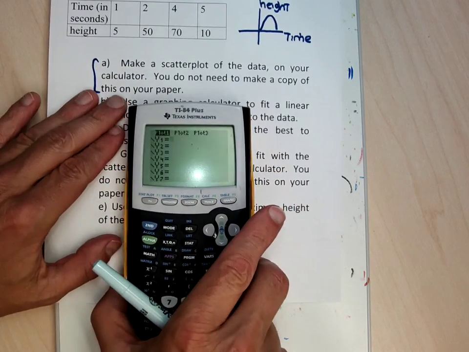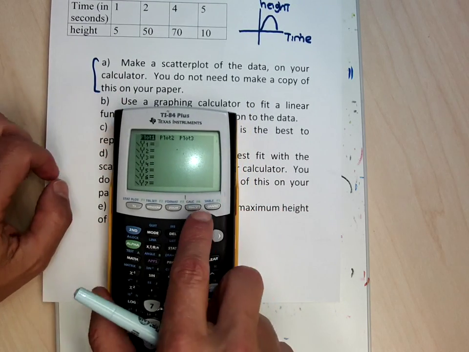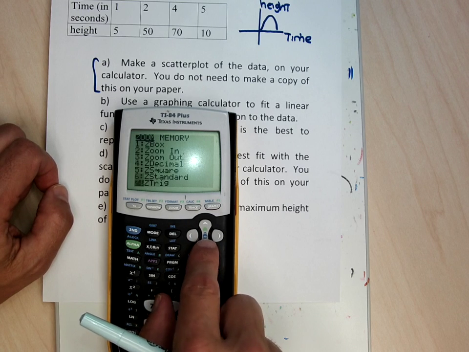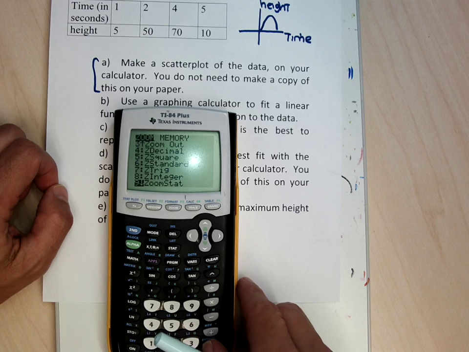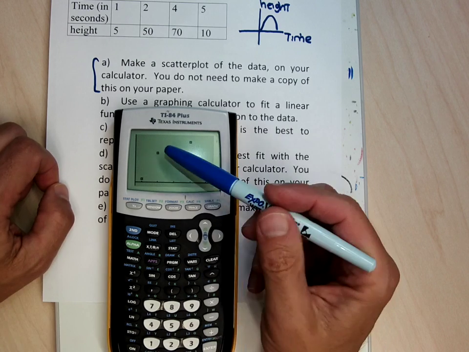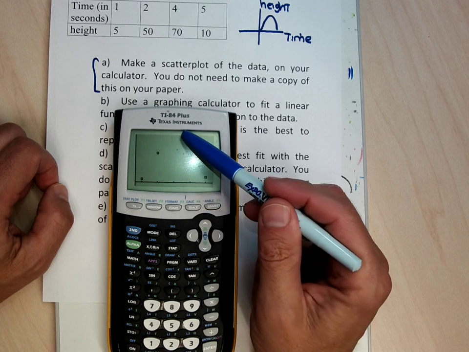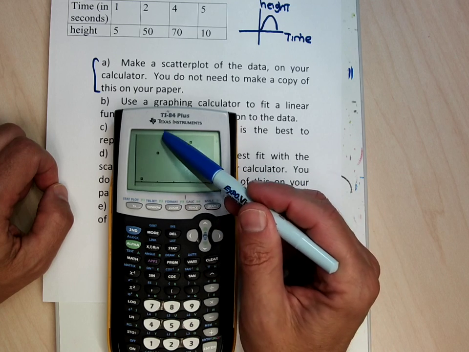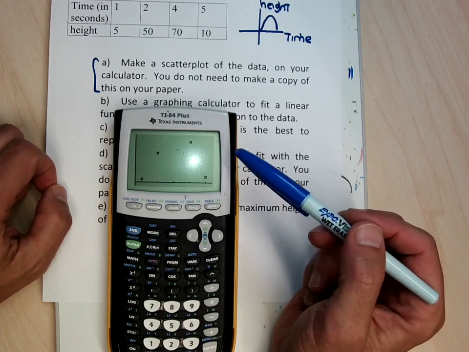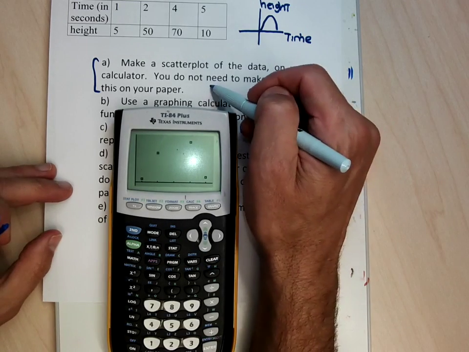So part A says make a scatter plot of the data on my calculator. I'm going to hit my zoom button, go down to option 9, I think it is. It says zoom stat, and hit enter. And now it's going to graph the data. And this data kind of feels like it's going to look like a parabola. It goes up, and then maybe it comes back down. It doesn't feel like a line. Done with part A.